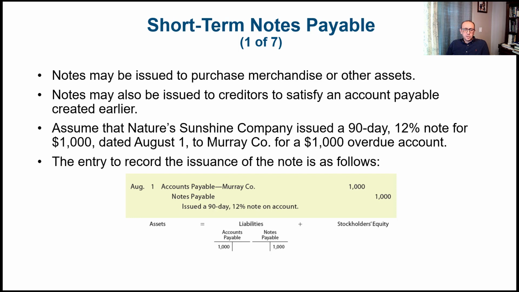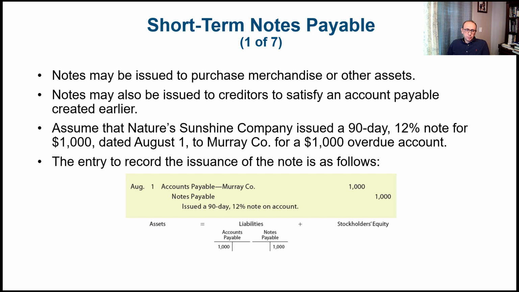Let's see an example. Assume that Nature's Sunshine Company issued a 90-day 12% note for $1,000, dated August 1st, to a supplier called Moray Company, for a $1,000 overdue account. In other words, this was an accounts payable that we are going to replace with a notes payable. We didn't pay the accounts payable on time, so we're going to provide Moray with a notes payable.